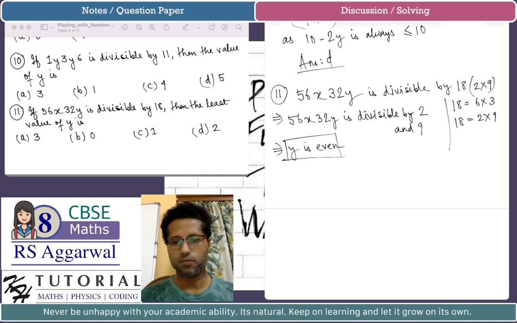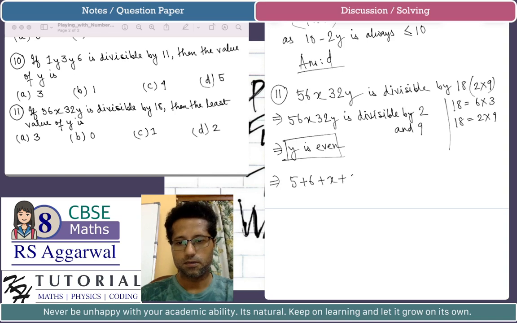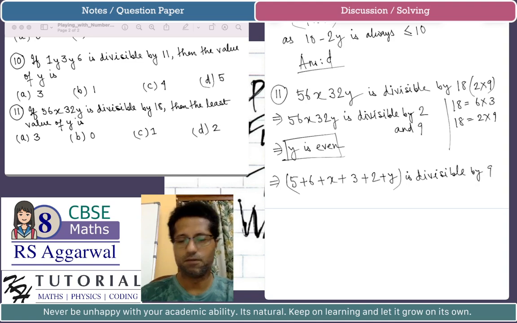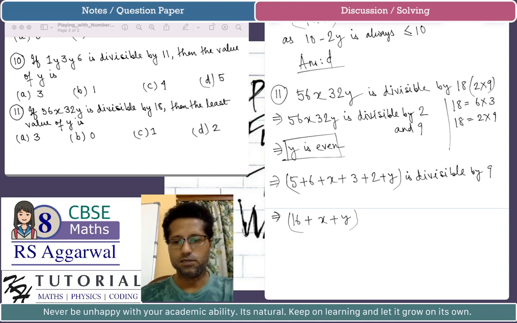Now for the number to be divisible by 9, the sum of the digits must be divisible by 9, that is, 5 plus 6 plus x plus 3 plus 2 plus y is divisible by 9. Only then will the given number be divisible by 9. So this implies the sum of the digits is 11, 14, 16, so 16 plus x plus y is divisible by 9.